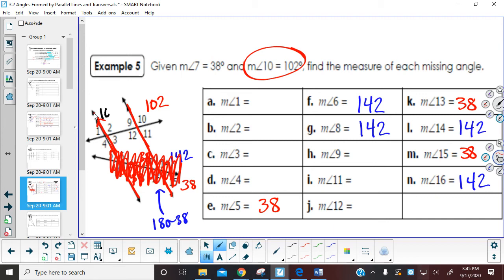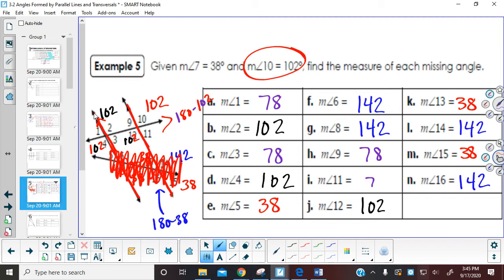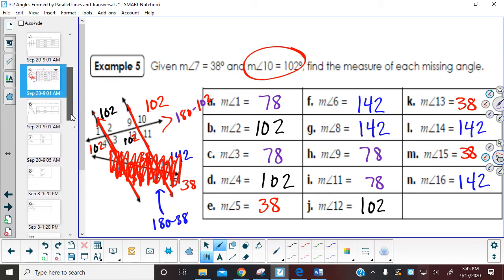So 10 and 2 are corresponding, 2 and 4 are vertical, 10 and 12 are vertical. All of those are going to be 102. So I can label those. This is going to be 102, 102, and then angle 12 is also 102. I also have linear pairs around those intersections. So angle 10 and 11, I would do 180 minus 102. That would give me 78. So all of those angles remaining around those intersections are 78. Okay? So again, cover up part of the picture that is going to confuse you, so that you can focus on the things that matter.